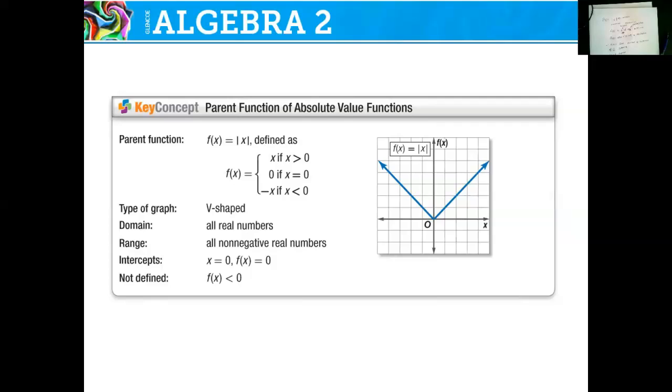If it's a negative absolute value, where it's a V pointed down, so it has a negative 1 for the a value, in other words, that's going to have a maximum. Or in other words, there's going to be a range value that's cut off that you cannot exceed.